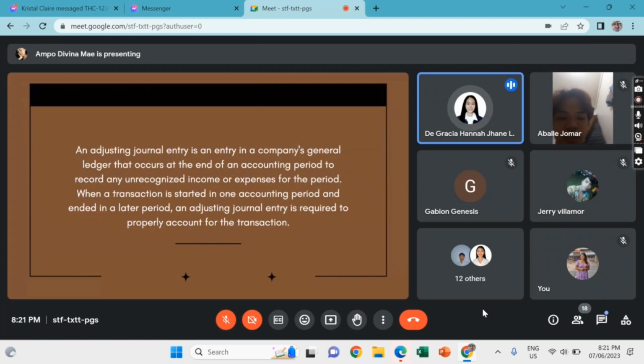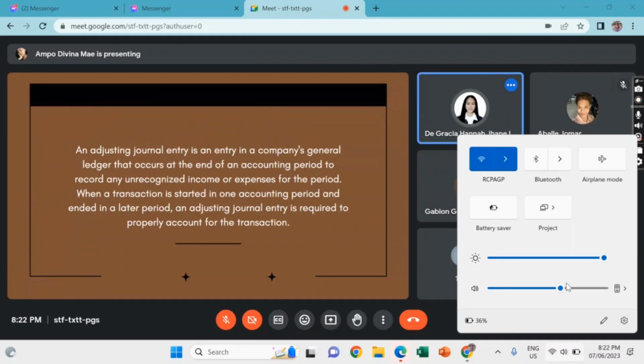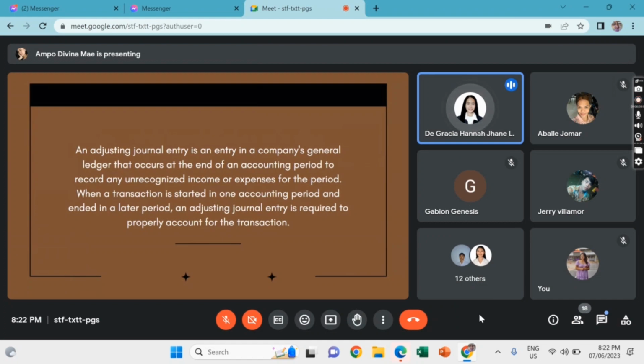So the first topic is about adjusting journal entry. When we say adjusting journal entry, it is an entry in a company's general ledger that occurs at the end of an accounting period to record any unrecognized income or expenses for the period. When a transaction is started in one accounting period and ended in a later period, an adjusting journal entry is required to properly account for the transaction.